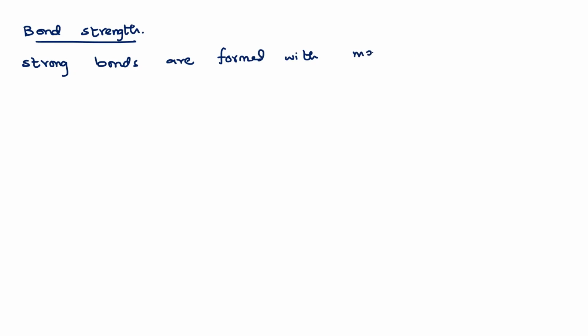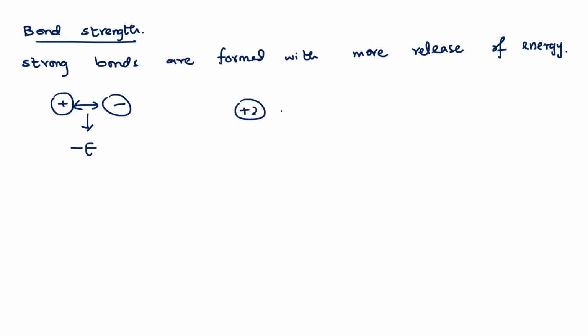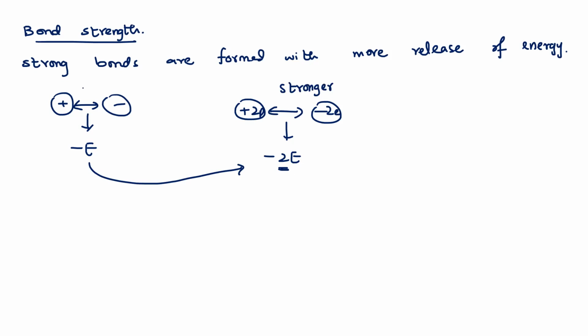Okay, if we talk about bond strength, stronger bonds have more energy release. So we can say that strong bonds are formed with more release of energy. Let's say a bond is formed between monovalent cations and anions, and they release energy E. If a bond is formed between divalent cations and anions, the energy would be much higher than previously. It's not always 2E, but it should be higher than this. That shows this being a stronger bond and the other being a weaker bond by comparison. Do you get this?